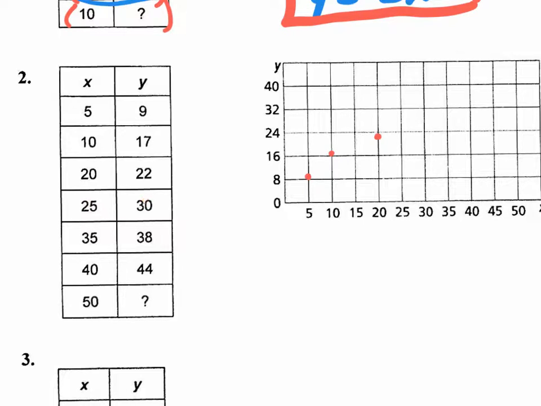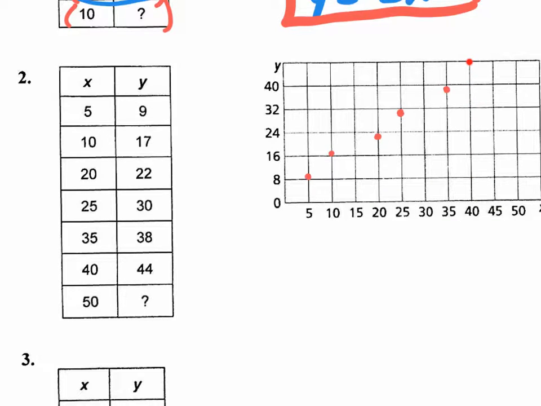The next one, 25, 30. 25 up to 30. Where's 30 at? It's not quite 32. It's below 32. Then we go to 35, 38. So go 35, 38. 38's not quite 40. It's below 40, but it's almost at 40. Right there. And we go 40, 44.